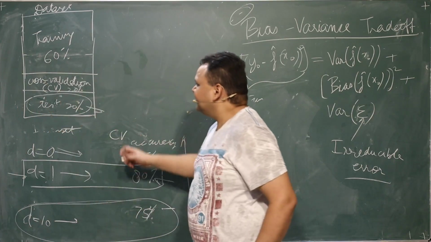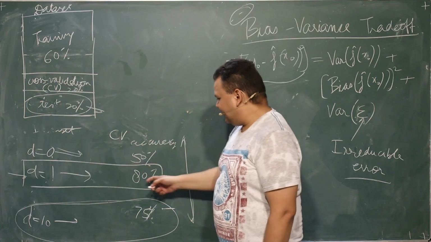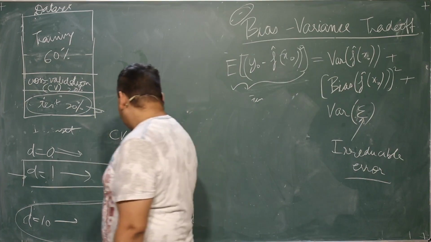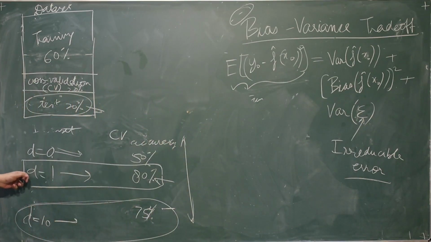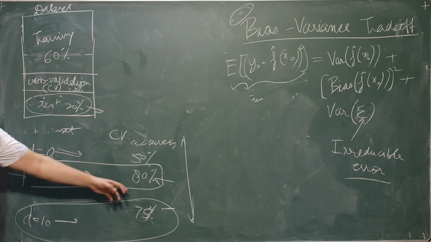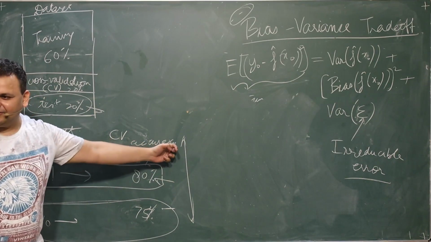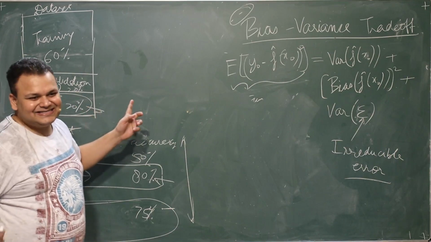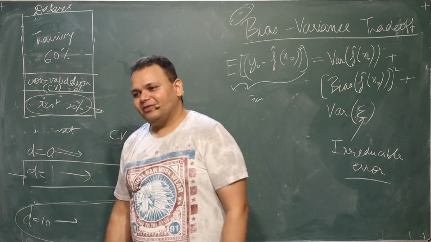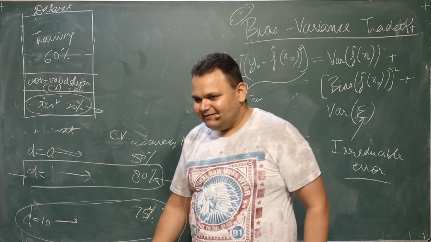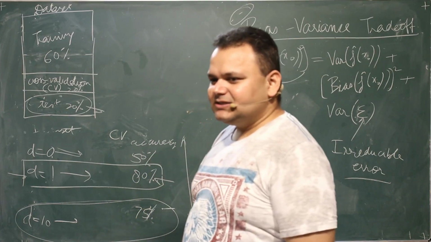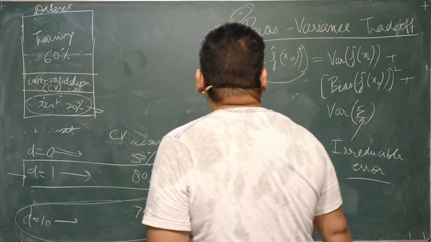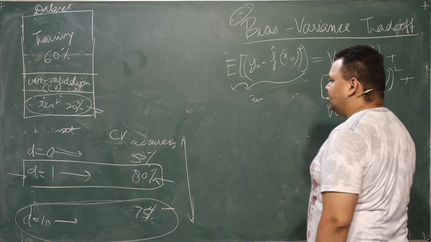So in this case, what will we do? We'll try to figure out at which particular degree of freedom you get your best cross validation accuracy, and you will use that particular model to do your test, and that will be the accuracy of the model. Okay? Any questions? Anybody else? No?